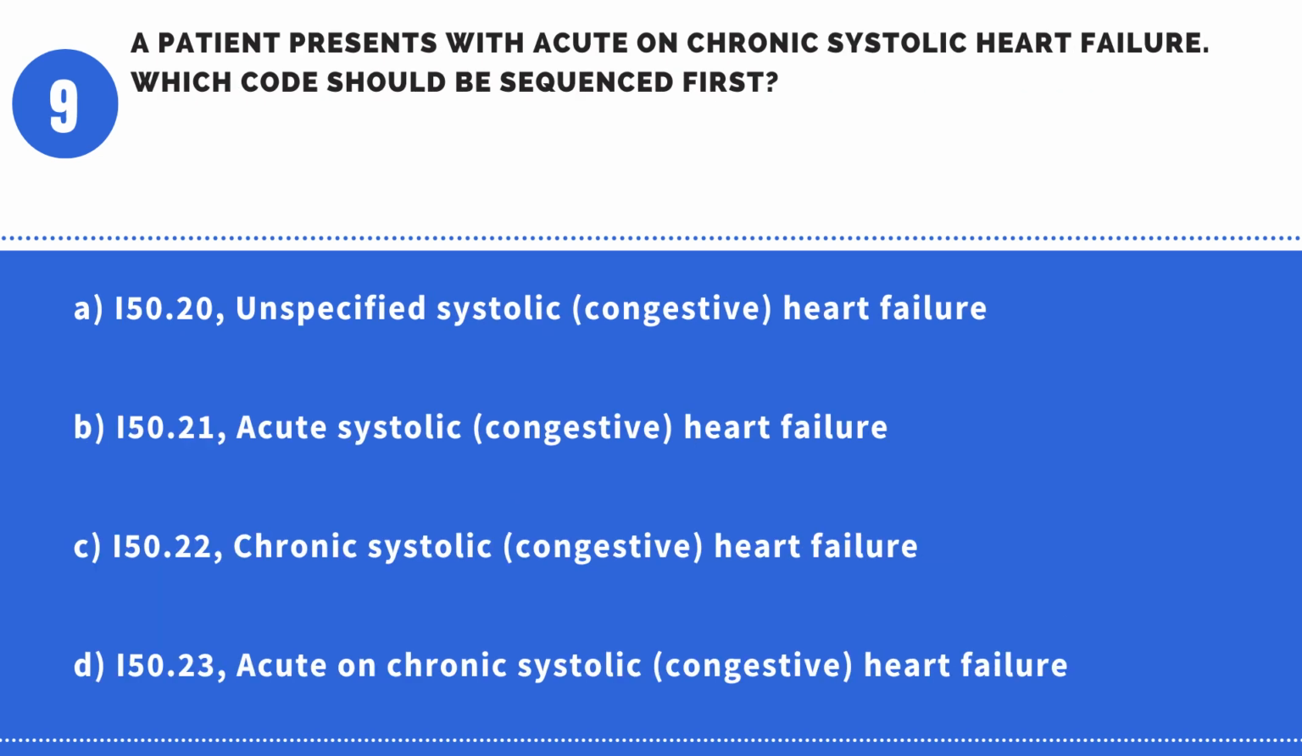Question 9. A patient presents with acute on chronic systolic heart failure. Which code should be sequenced first? A. I50.20, unspecified systolic, congestive, heart failure. B. I50.21, acute systolic, congestive, heart failure. C. I50.22, chronic systolic, congestive, heart failure. D. I50.23, acute on chronic systolic, congestive, heart failure.